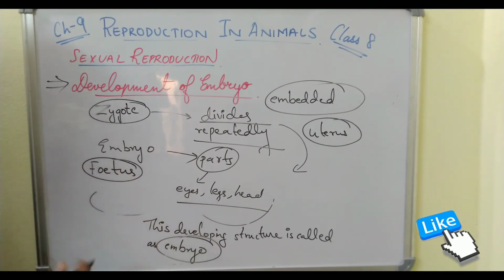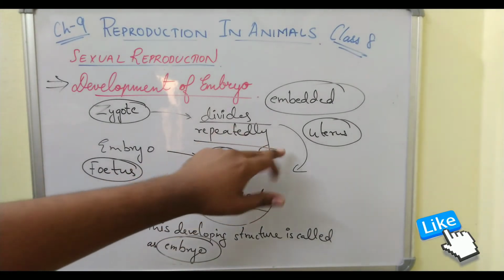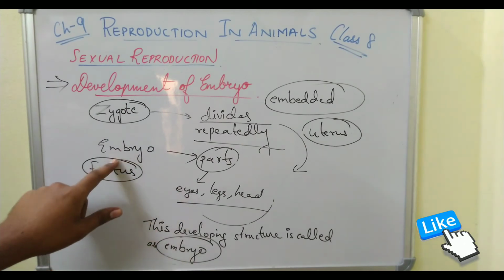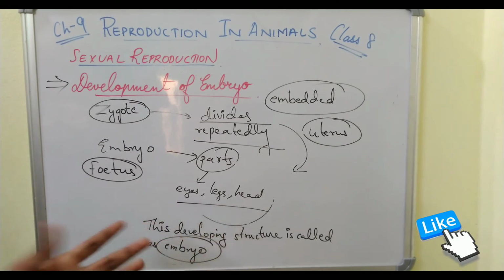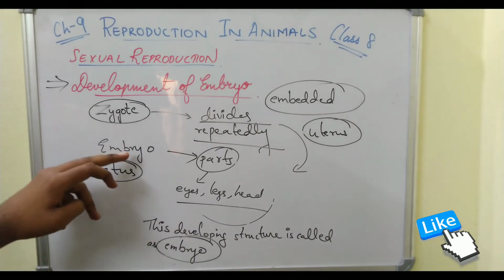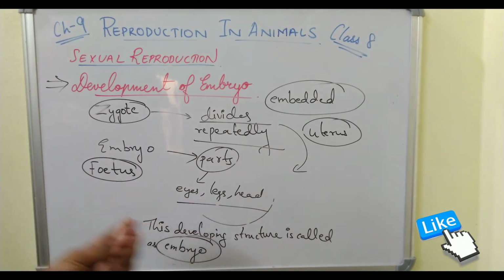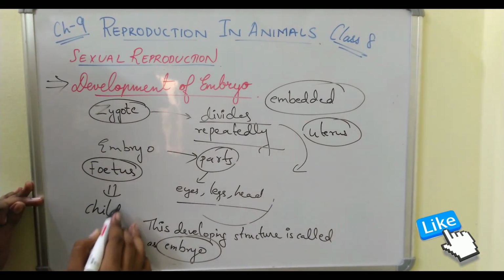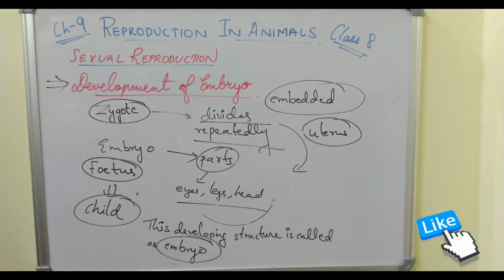Fetus. You can do the pronunciation. The embryo is embedded into the uterus, then forms different parts of the body, eyes and legs. The stage of the embryo where the eyes, legs, head, all parts of the body are identified is called the fetus. Then when the development of the fetus is completed, the mother gives birth to the child. This is the whole process which takes place.